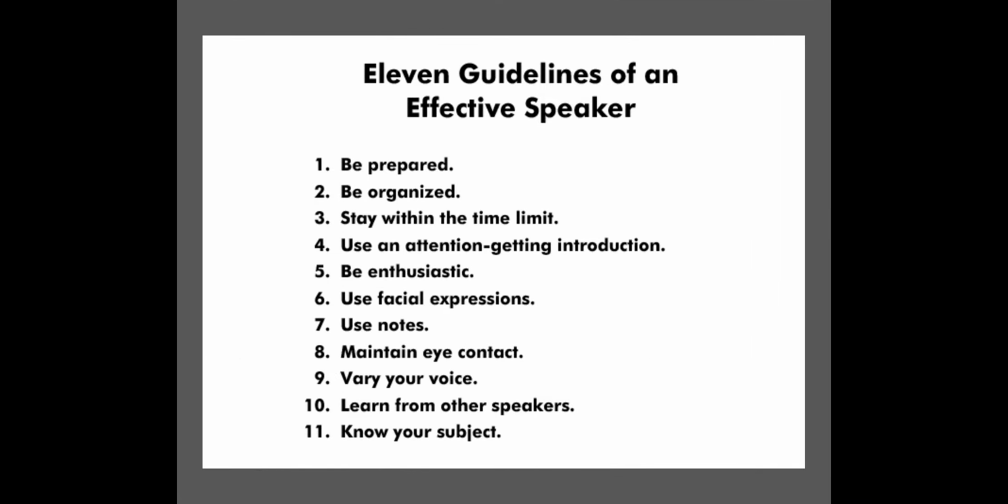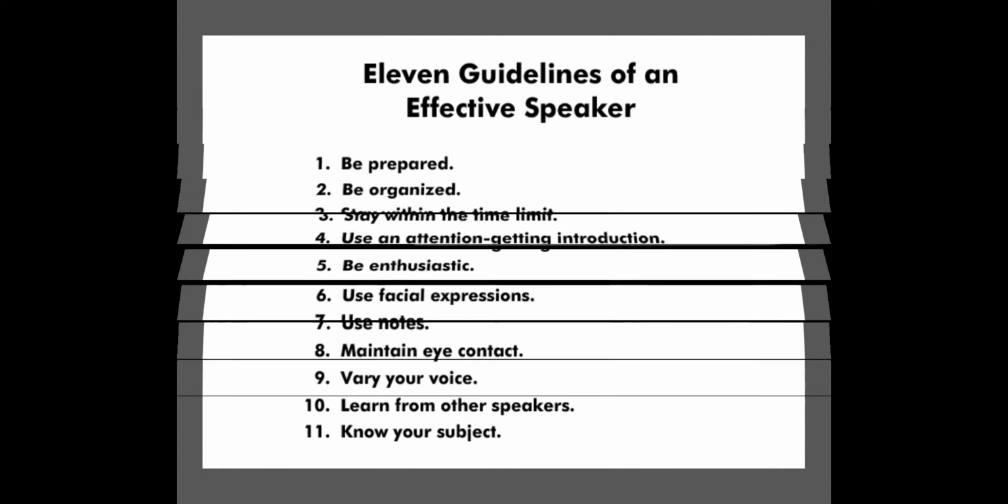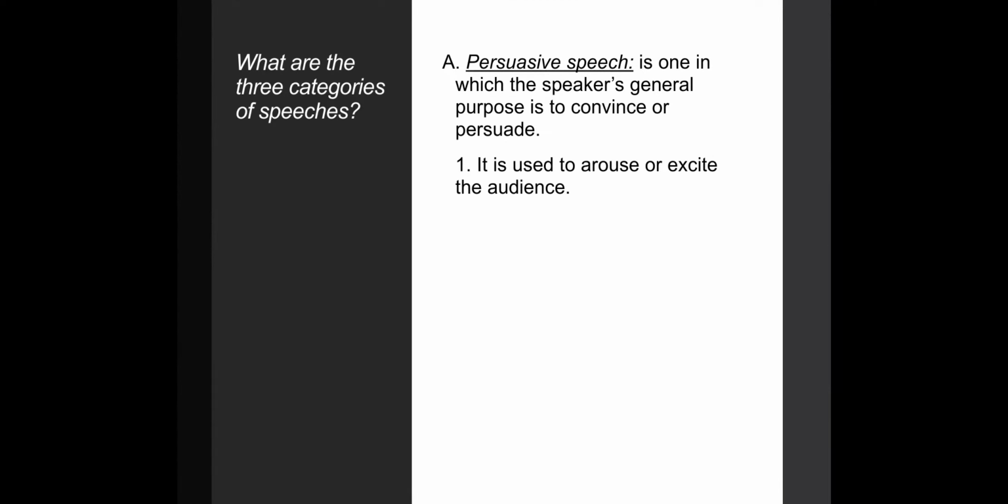So here are those 11 guidelines. Be prepared, organized, stay within the time limit, use an attention-getting introduction, be enthusiastic, use facial expressions, use notes, maintain eye contact, vary your voice, learn from other speakers, know your subject. Those are the 11 that we talked about. Okay, so what are the 3 categories of speeches?